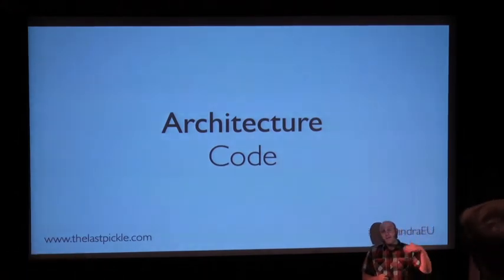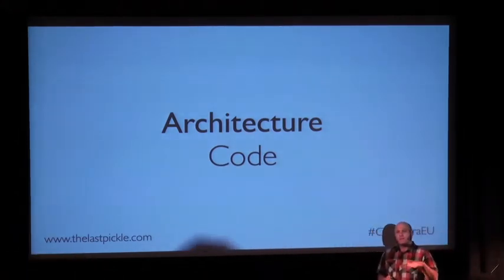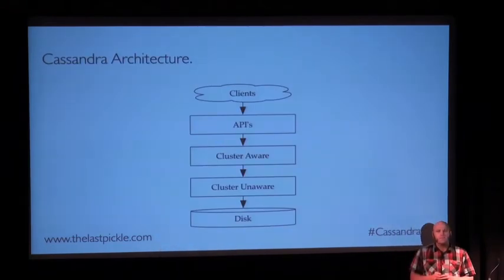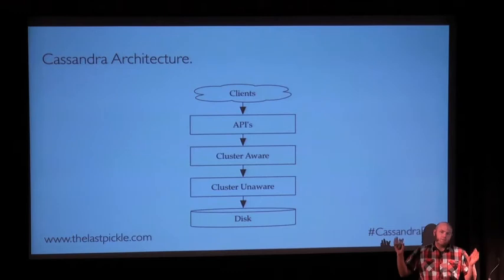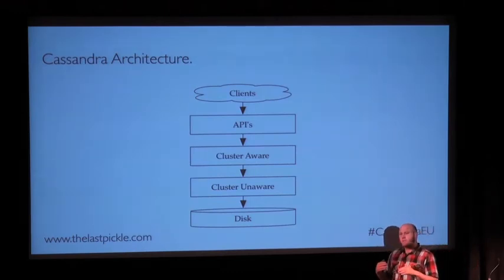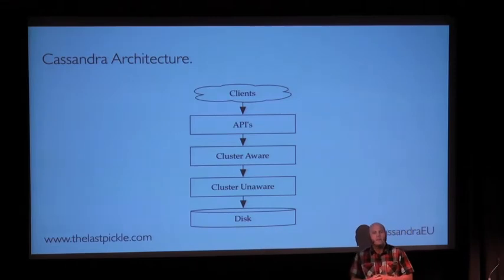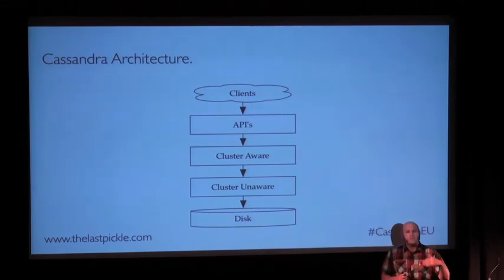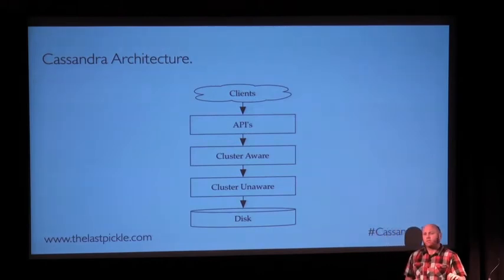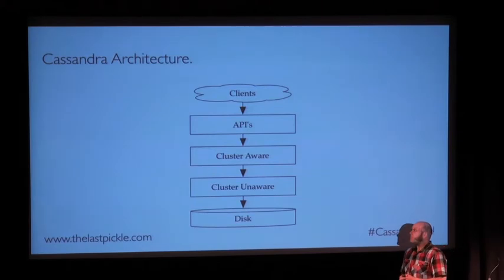So today we're going to talk about the architecture and then get in and actually look at the code. And architecture-wise, we can have a pretty simple diagram. There are some clients, they talk to APIs. APIs talk to some things we'll call cluster-aware software. That talks to some software that we can call cluster-unaware, which just takes things from memory and puts it on disk, takes things from disk and puts it in memory.